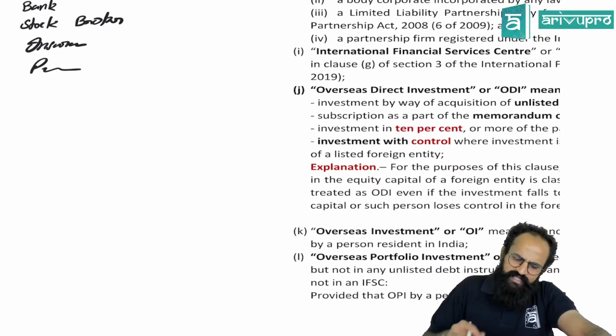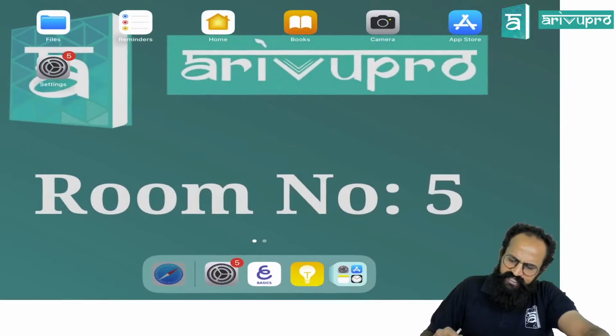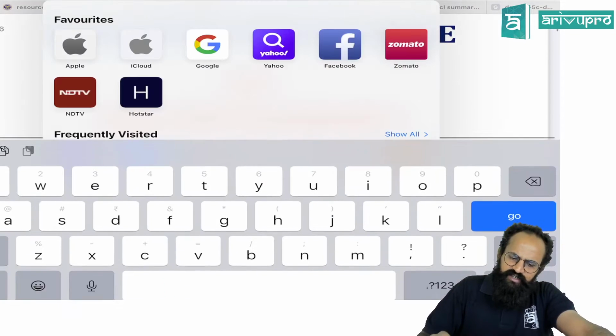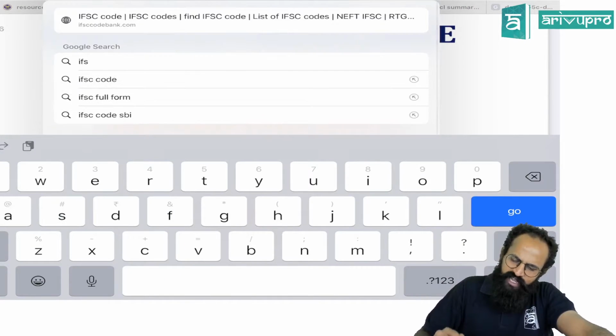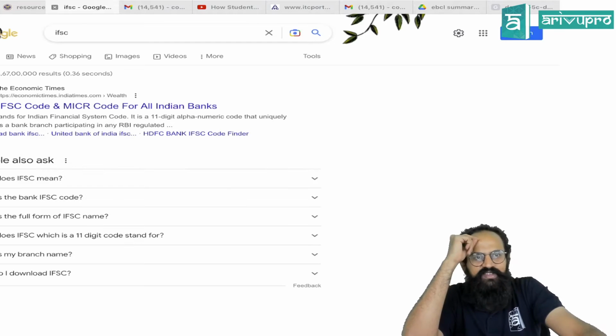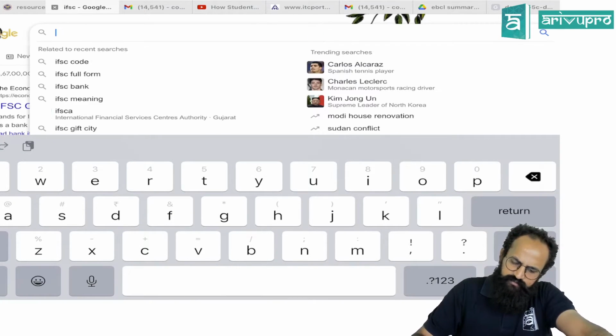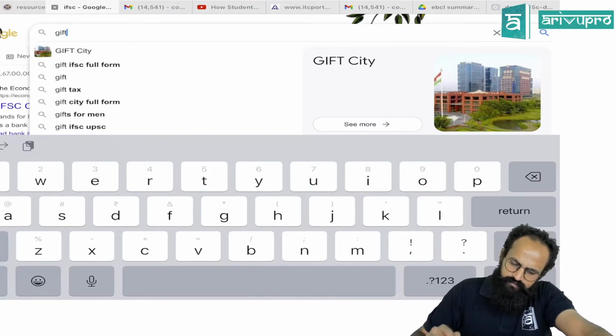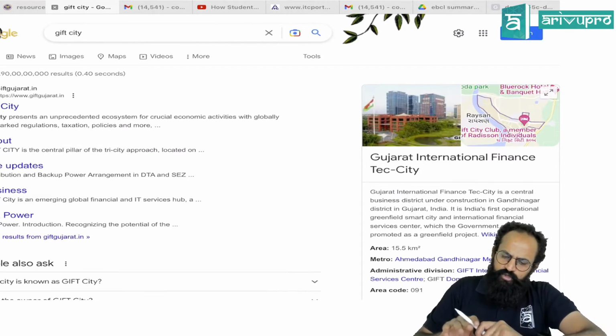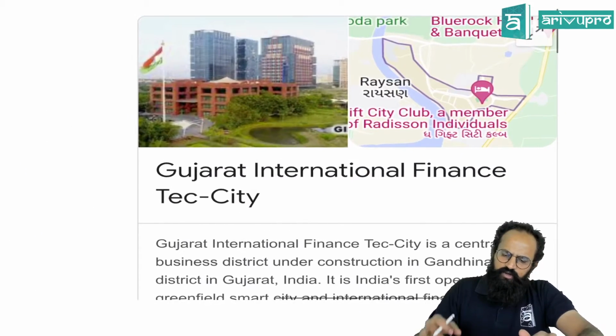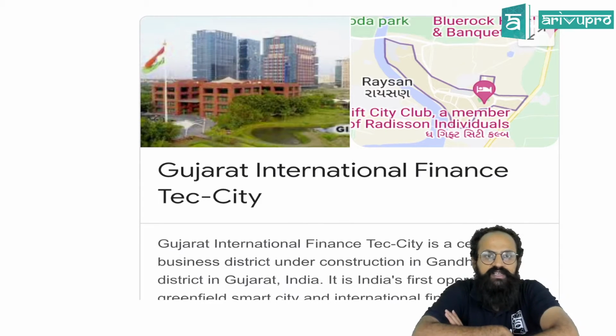For example, there is one IFSC in India. Which one, sir? One and only IFSC in India, that is called Gift City. Heard of it? Gujarat Gift City, Gujarat International Finance Tec-City.